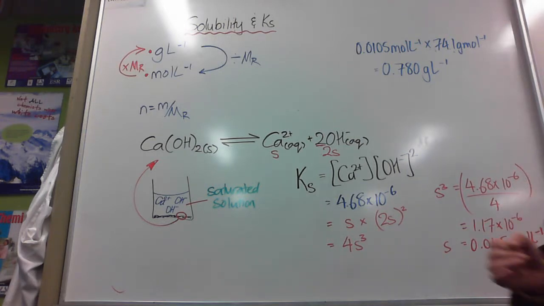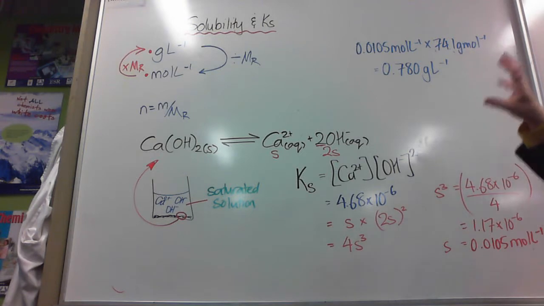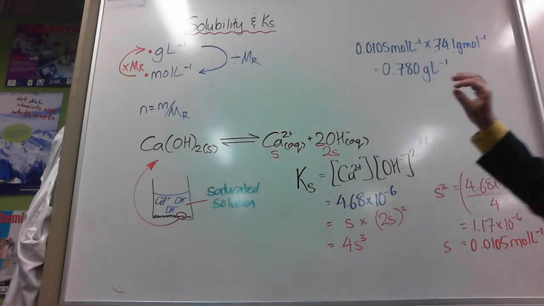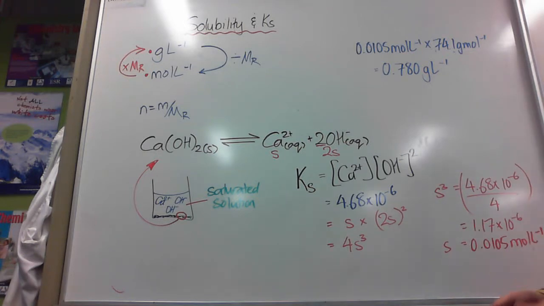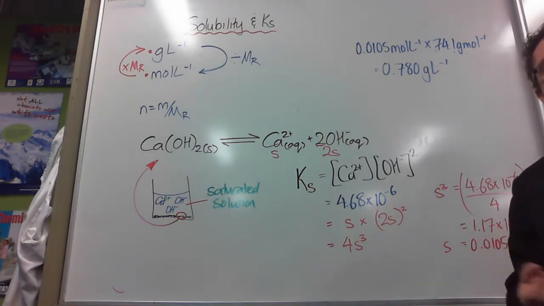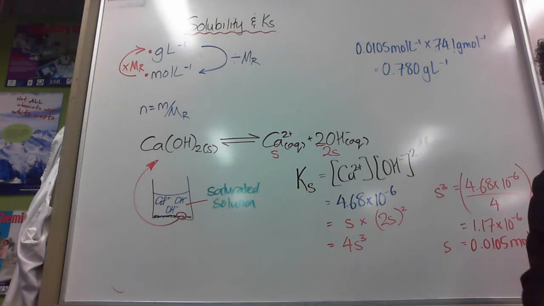Those are the only two things that you need to be able to do with solubility. It's a relationship between Ks and solubility. The larger Ks is, the more soluble a salt is. The smaller Ks, the more insoluble a salt is, or the more sparingly soluble it is.